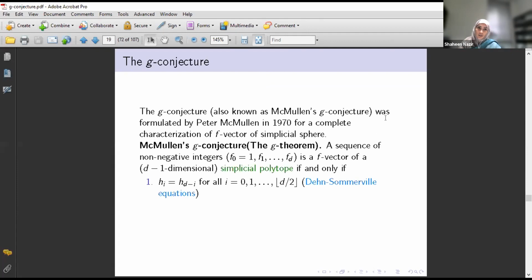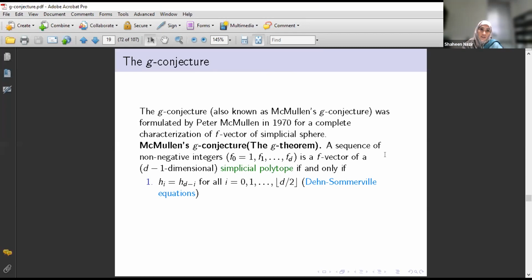So what was the conjecture? He proposed a characterization of those numbers. Let me say what he proposed at that time, and why I have written it as the g-theorem. I will tell about this later. A sequence of non-negative integers f_{-1}, f_0 being 1, up to f_d, that is, a (d+1)-vector, is the f-vector of a (d-1)-dimensional simplicial polytope if and only if... because we have this f-vector, and for every f-vector we can associate an h-vector.